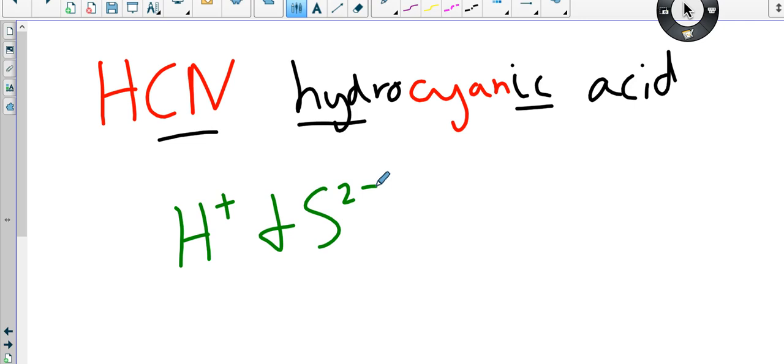When you have the root word for sulfur, it does not get shortened. It is sulfur. If you write sulfur or something, I don't care, but you don't shorten it. So, the root word for sulfur is sulfur.